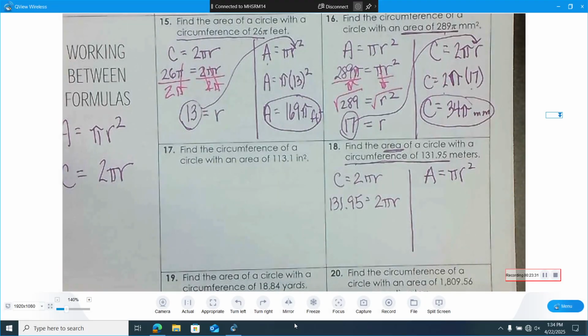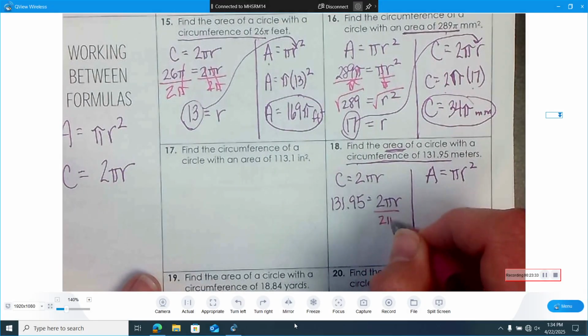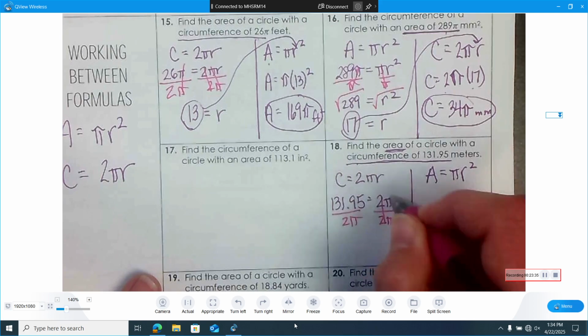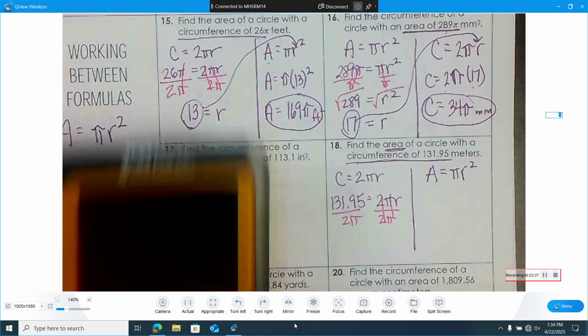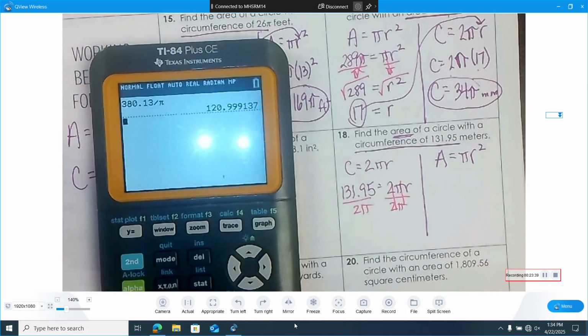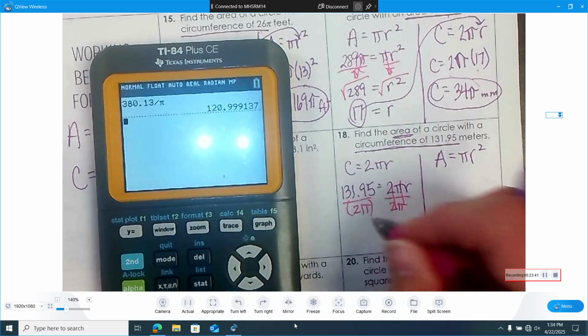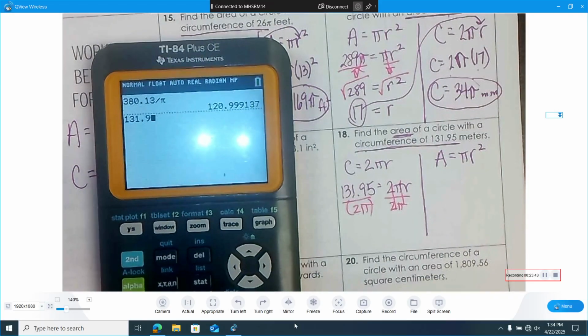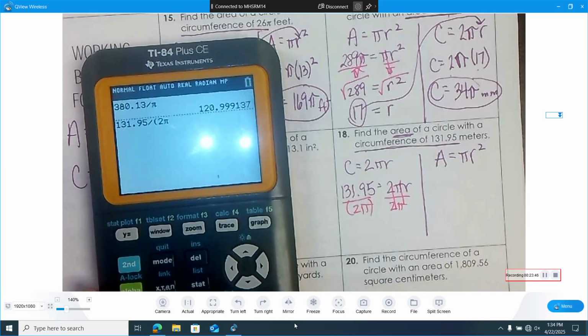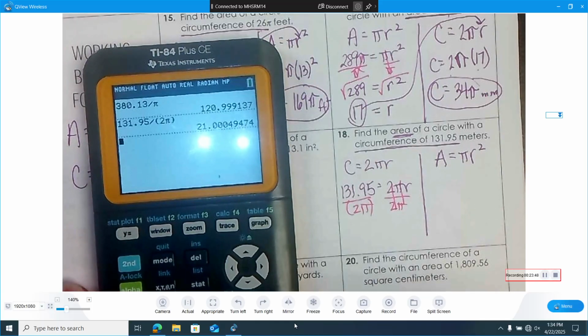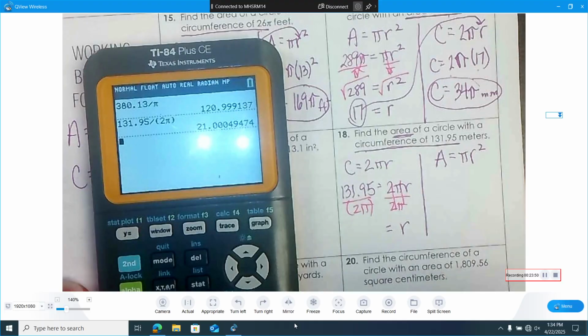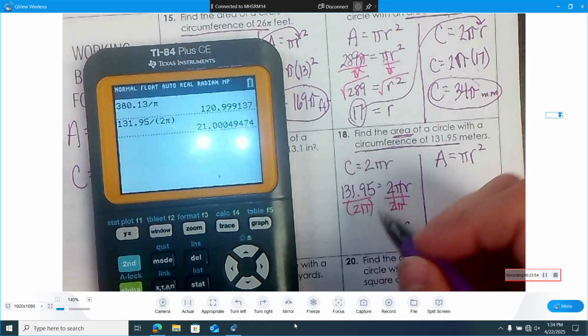What do we need to do? Divide by 2 pi, divide by 2 pi. And again, what do you need if you're going to do this in your calculator? Parentheses, very good. 131.95 divided by quantity 2 pi. That's how you say that, quantity. That's the word in math we use for a grouping symbol.